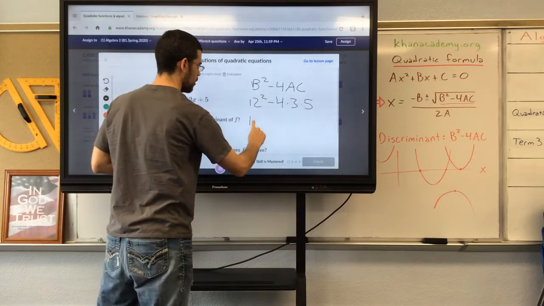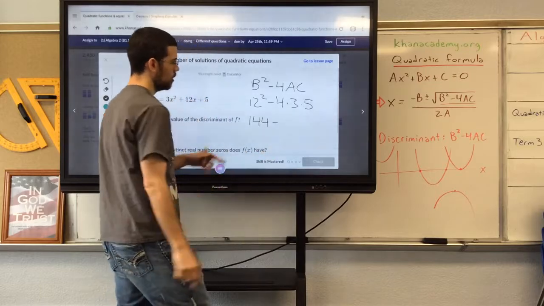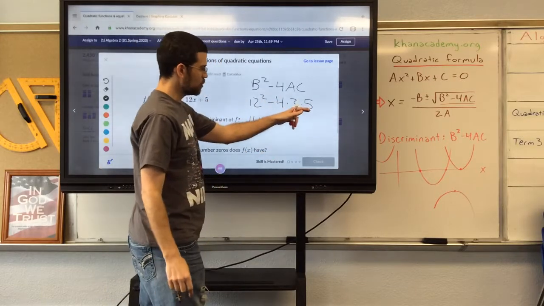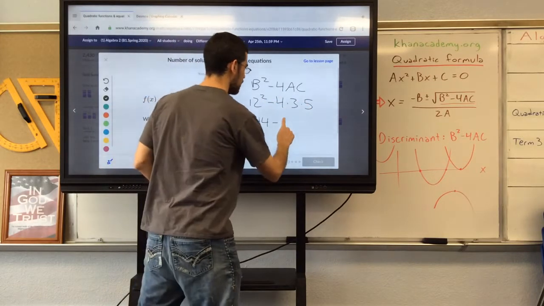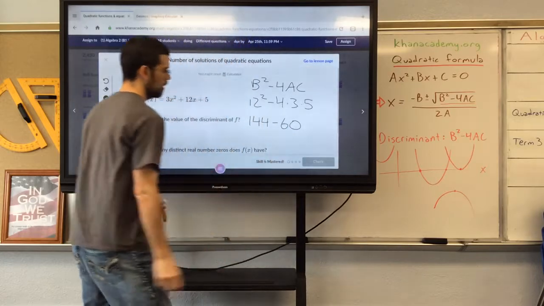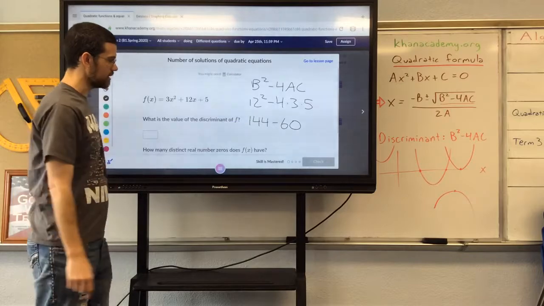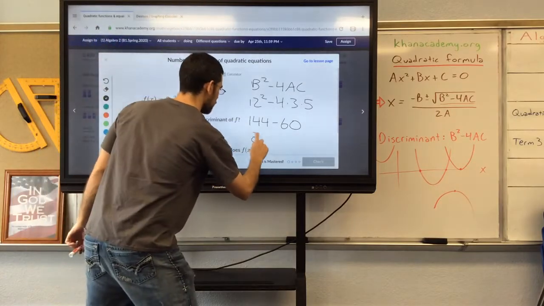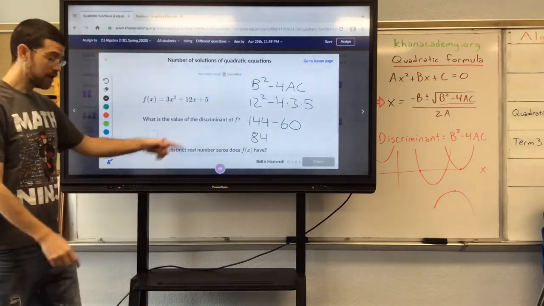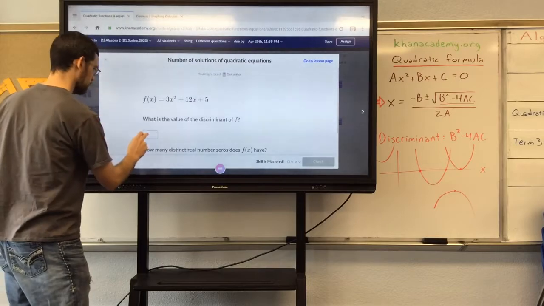12 squared is 144. 4 times 5 is 20. 20 times 3 is 60. And I will now solve for that. 144 minus 60 is 84. So our discriminant is 84.